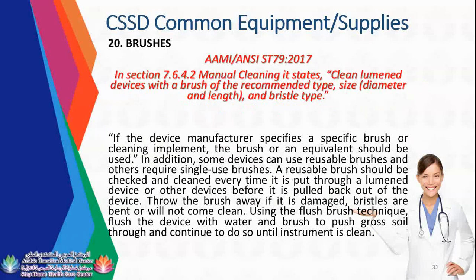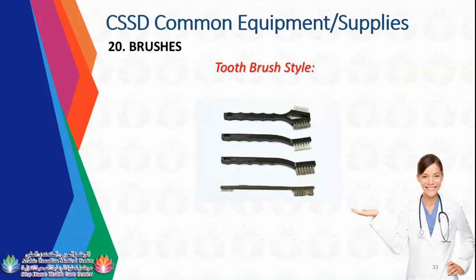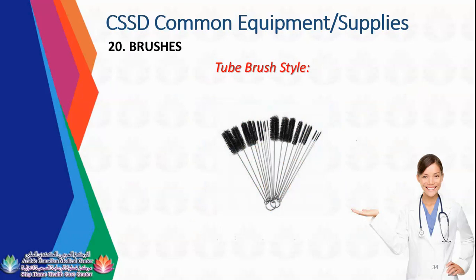This is a sample of brushes, toothbrush style, which has a nylon brush, steel brush, and brass. Sometimes we have a gold brush. This is your tube brush. This is used, for example, when you have suction instruments that need to be sterilized. Then the inner part of your suctions needs to be brushed. So you need to use a proper size tube brush so that you can totally clean the inner part of the tube.